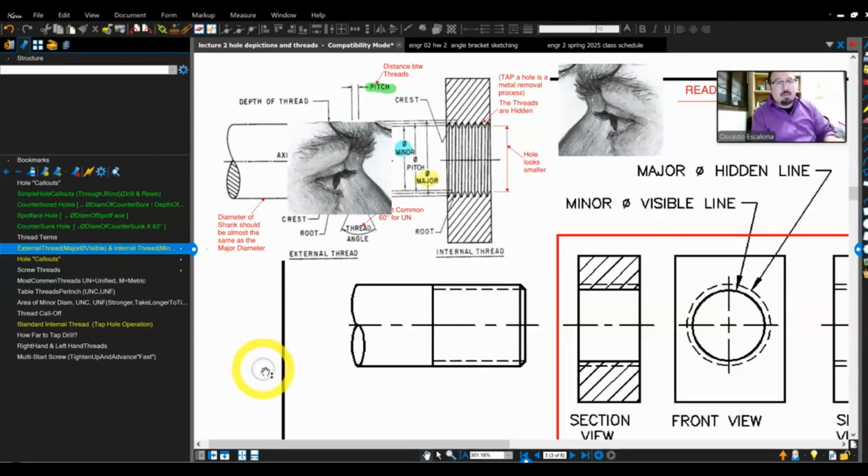Finally, we started talking about the internal threads and external threads, and I told you about the simplified thread representations of how you draw external threads and internal threads. Next time we meet, we will talk about how you properly write callouts, and we will also talk about metric threads and so forth.